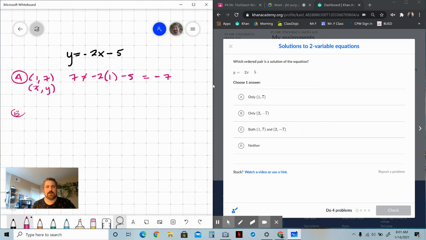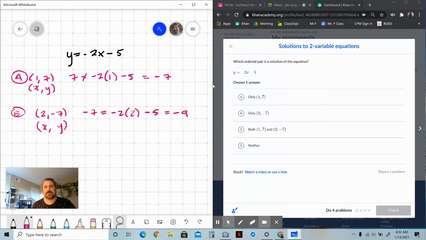So let's check B. B is the ordered pair 2, negative 7. Let's see if this one works. Your y value is going to be negative 7, and your x value is 2. Let's check it out. So y, which is negative 7, is equal to negative 2 times the quantity of x, which is 2, minus 5. Negative 7 is not equal to this, because negative 2 times 2 is negative 4, and negative 4 plus negative 5 is going to be negative 9.